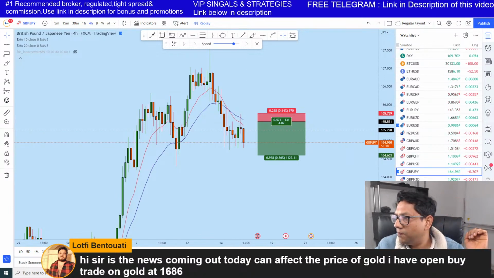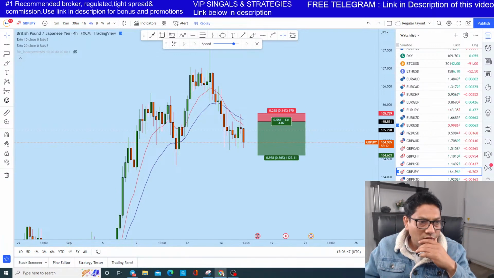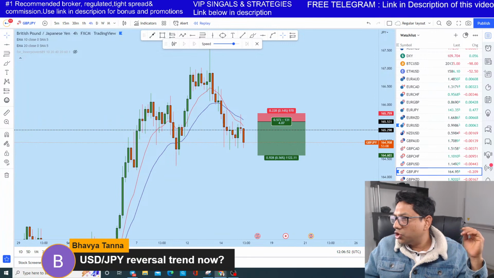So the latest reversal point in Euro AUD, please look at it. Dollar yen reversal trend now. We'll look at it, dollar yen. Okay, someone asks: sir, can you show us the filter setting on Forex Factory? Yeah, okay, let me look at it.